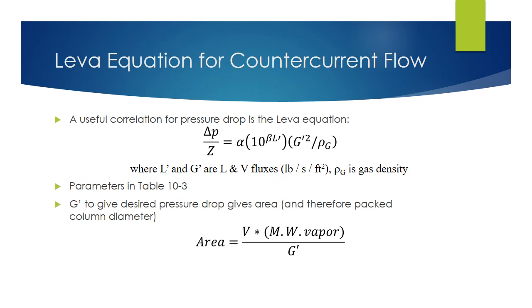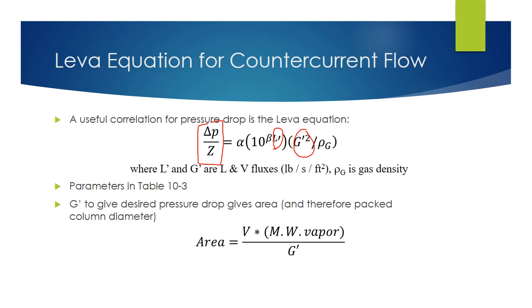Countercurrent flow. If you have liquid coming down through the column and vapor coming up, as is more typical for something like absorption, or actually all the separations we're trying to do, you need different correlations. And one example is the Leva equation. This relates delta P over Z, so that's the pressure drop per unit length of column, to L prime and G prime. That's the liquid flow rate and the gas flow rate, expressed as mass per time per square foot. So it's actually a flux. It's the amount of material moving per unit of time per square foot of cross-sectional area of the column.